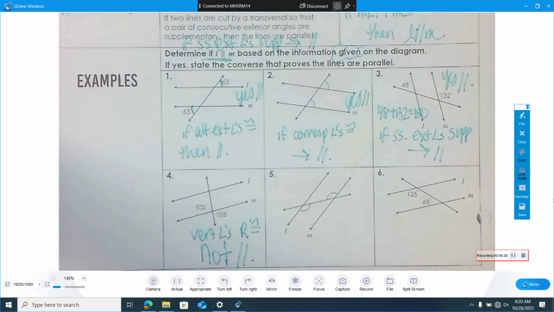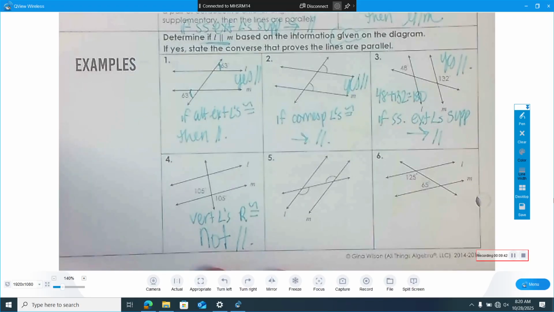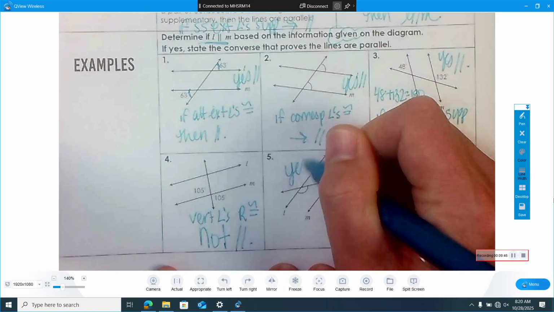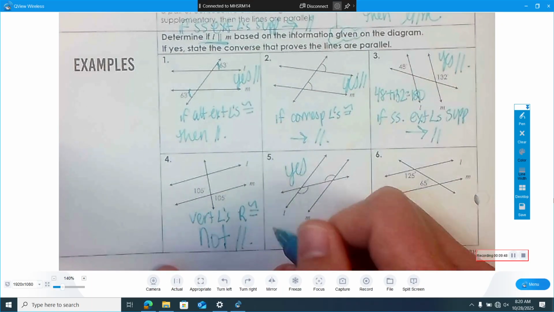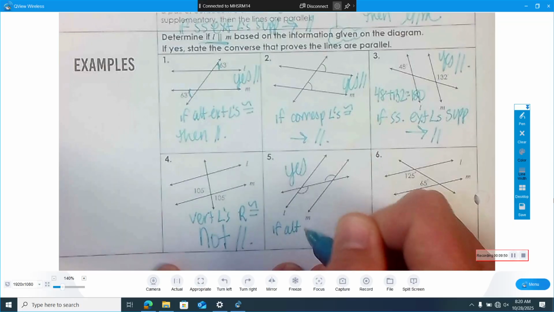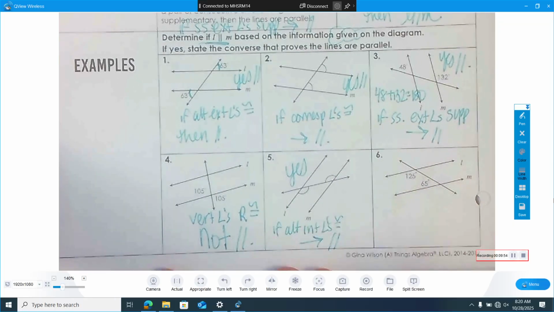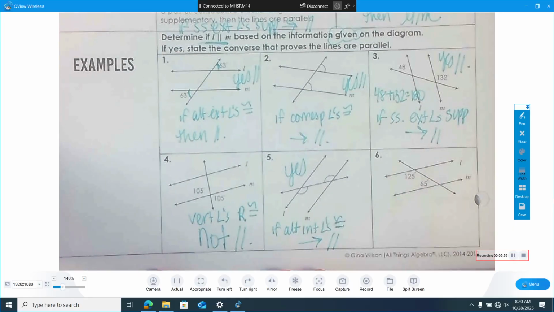Okay. What about number 5? What kind of angles are those? Yes, so alternate interior angles are congruent. So if alternate interior angles are congruent, then we have parallel lines.